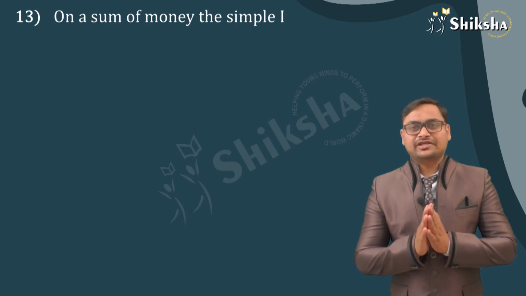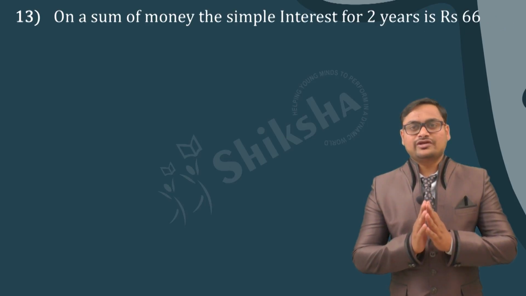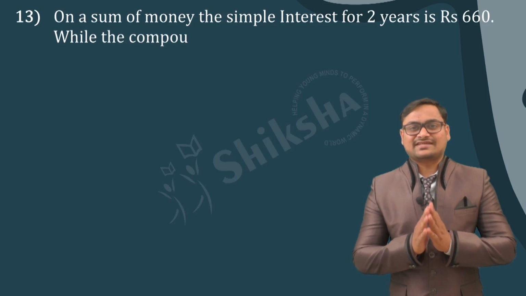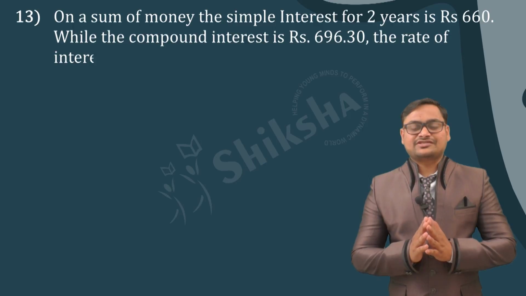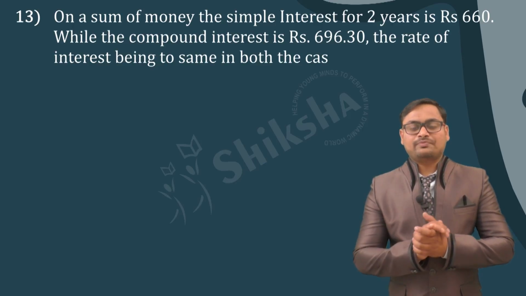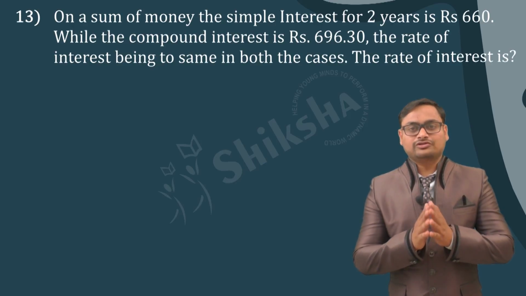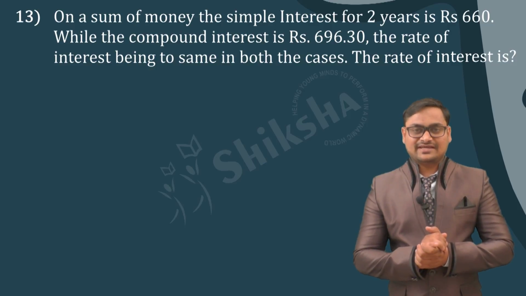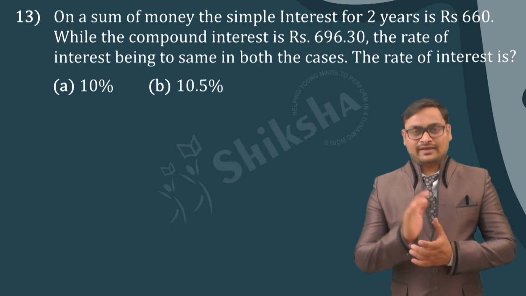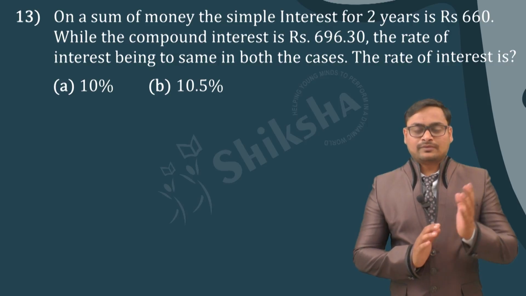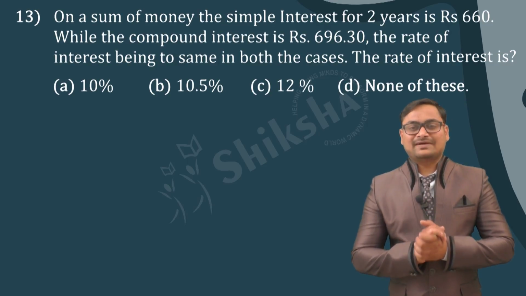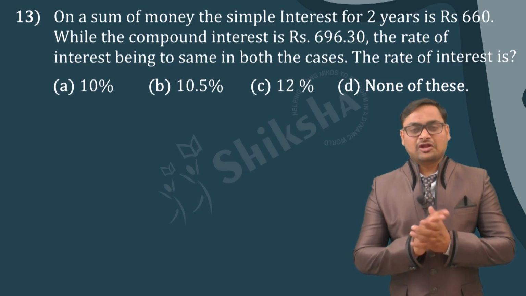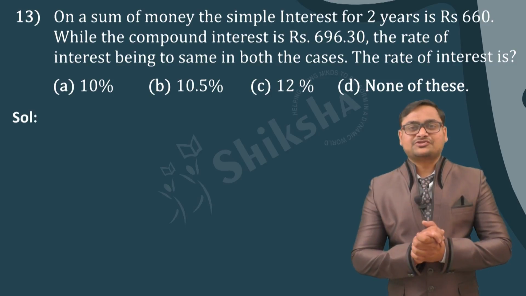On a sum of money the simple interest for 2 years is ₹660 while the compound interest is ₹696.30. The rate of interest being the same in both the cases, the rate of interest is, and our options are A 10%, B 10.5%, C 12% and D none of these. Now let's see the solution.